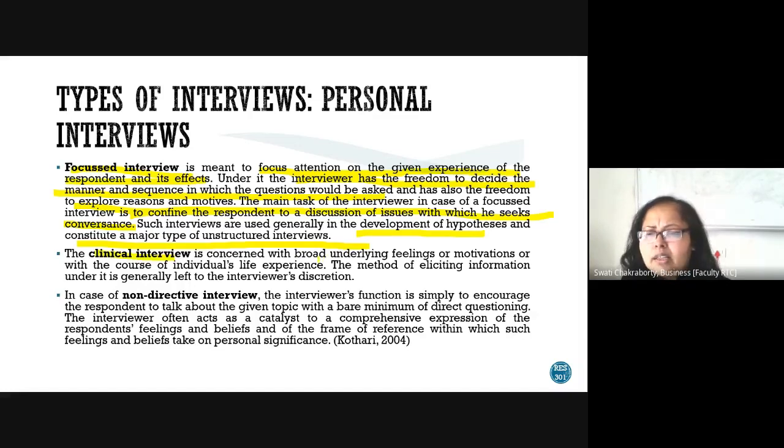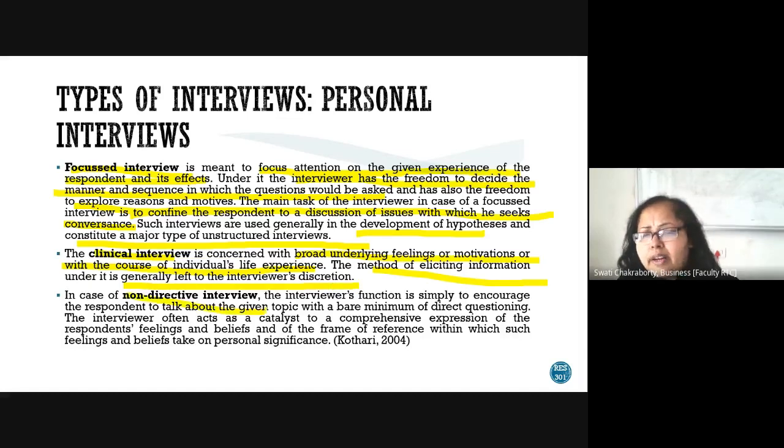Clinical interview is concerned with broad underlying feelings or motivations with the course of an individual's life experience. So it's more about a person's life experience, what the person has experienced, and from their experience they are giving their opinions. In this case, the method of eliciting information, how you would get the information, is generally left to the interviewer's discretion.